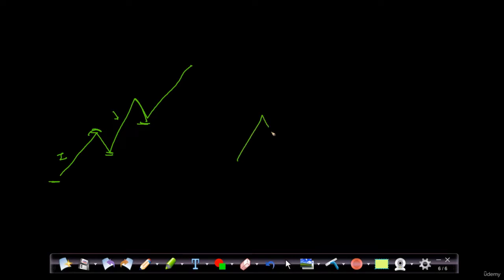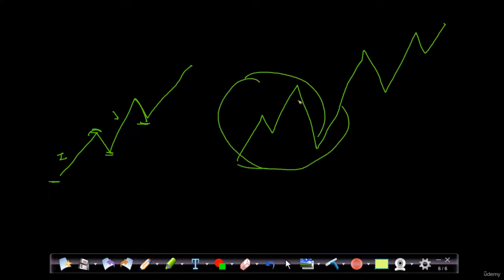What if the market creates this and then it drops? Then we need to recount it again from here, like 1, 2, 3. If this scenario happens, then again we need to recount it. The fourth wave is a failed wave. So after this wave, 1, 2, 3, again we need to recount it. That's the theory behind the Elliott wave theory. This is the most important rule in the Elliott wave theory.